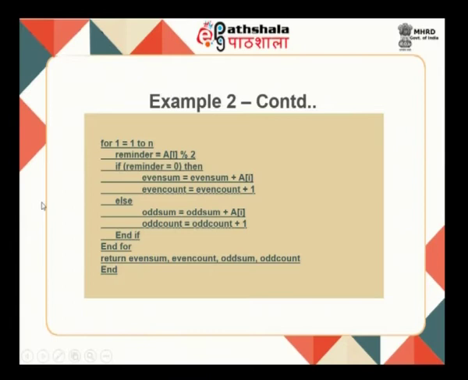I am starting a loop I from 1 to n, then I am reading the number, I am taking the remainder. If the remainder is 0, then I am concluding that this is an even number. Therefore, I am taking the sum of the old one plus the existing number, and also I am incrementing the count by 1. When all n numbers are processed, all the values are going to be there in the form of even sum, even count, odd sum and odd count. I am going to return all these values as part of this algorithm. So, this is how the algorithm for this particular problem looks like.